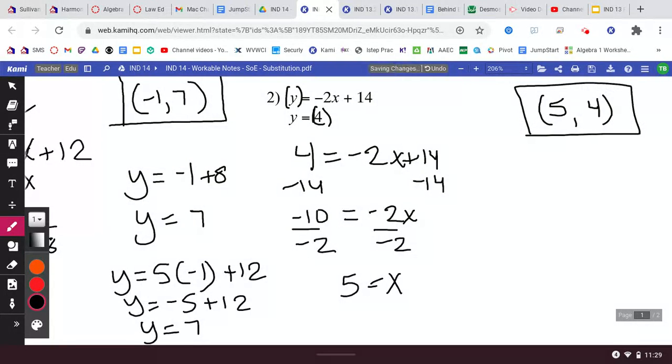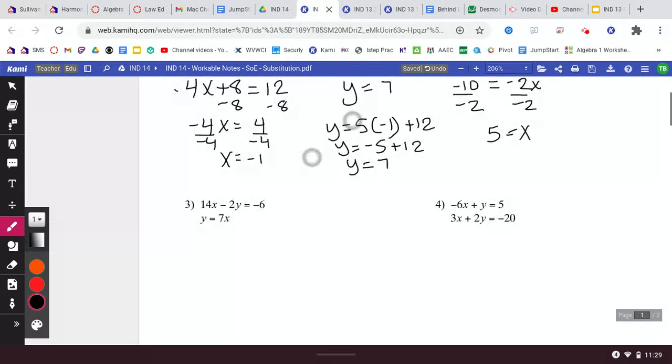So when one of them is either y equals 4 or even x equals something, if they give you one of them, run with it. It's half the work. Okay, they've given you half your answer. You just have to plug it in and find your other half. Okay? Any questions on the first two?